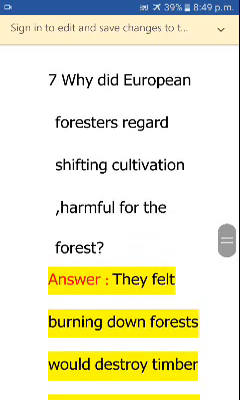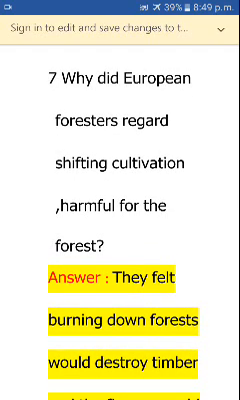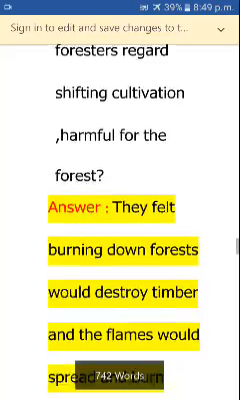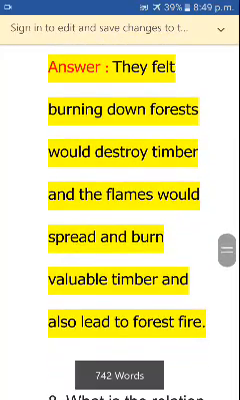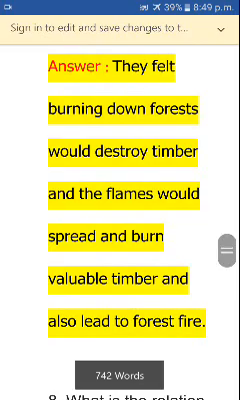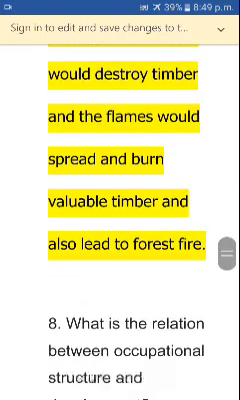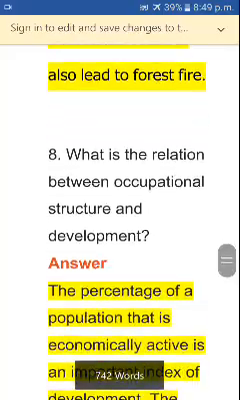Seventh one. Why did European foresters regard shifting cultivation as harmful for the forest? The answer: they felt that burning down the forest would destroy timber, and flames would spread and burn valuable timber and also lead to forest fires.